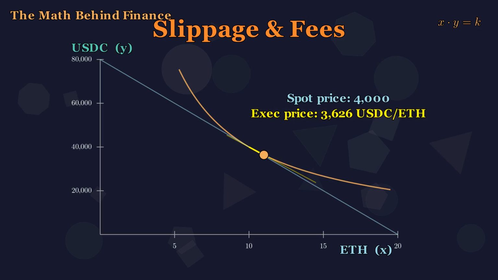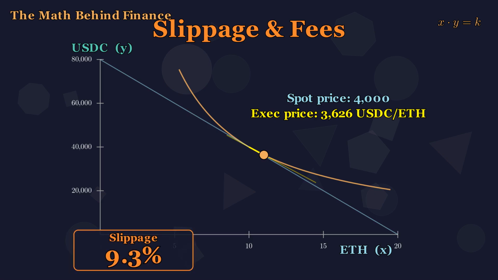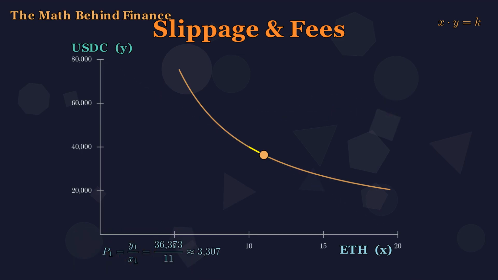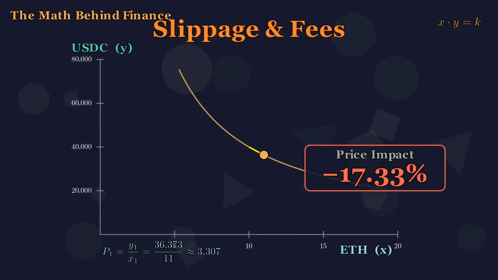Draw the chord from start to end. Its slope is the execution price, $3,626. But the tangent at the start had slope 4,000. The gap is called slippage, 9.3% gone to the curve. And after the trade, the new spot price is 3,307. That is a negative 17.3% price impact. 1 ETH moved the pool by 17%.